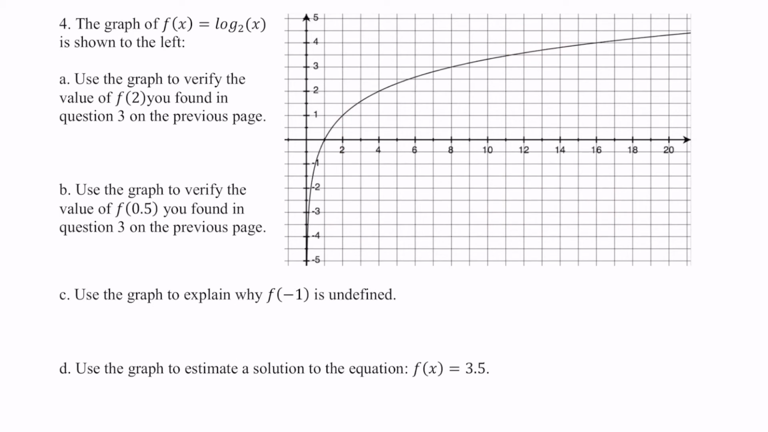Part B, let's use the graph to verify the value of f of 0.5 we found on question 3 on the previous page. So here is 1. So 0.5 is about here. I want to know where this dotted line again intersects f of x, and that occurs right about here, and that's at -1. That tells me that f of 0.5 is equal to -1, which again confirms what we had on the previous page.